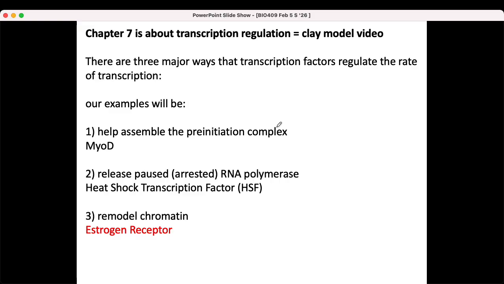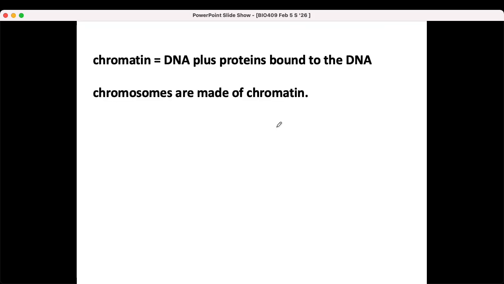For example, there are lots of transcription factors that remodel chromatin. They increase or decrease transcription by remodeling chromatin. There's a bunch of different ways to do it. Our book talks about too many different ways to do it in chapter 7. So we'll also zoom in on remodeling chromatin and make sure we understand good principles of what that is. Estrogen receptor does it one way, okay?